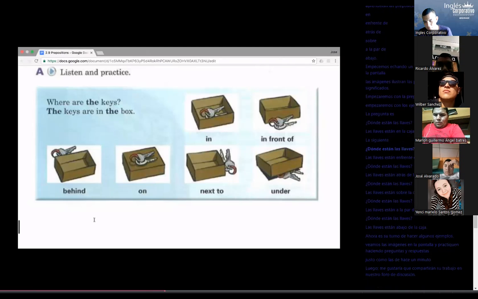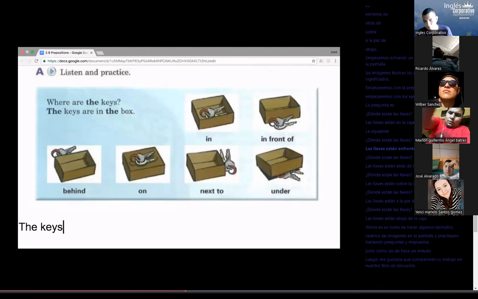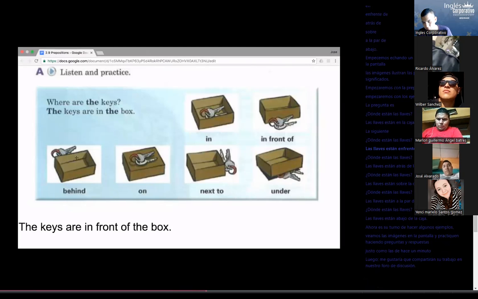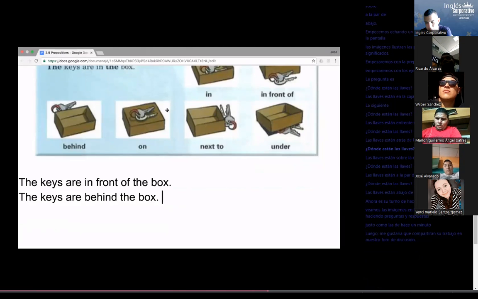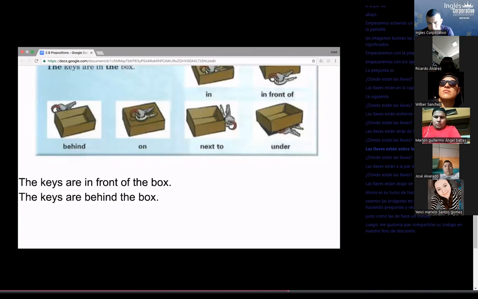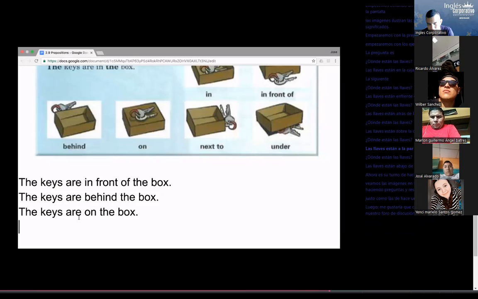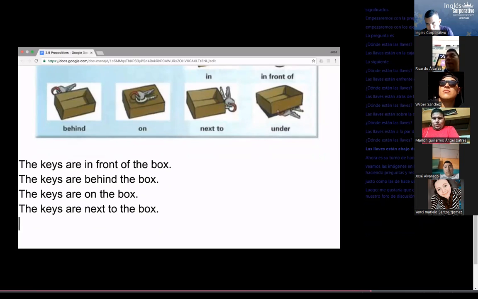The next one, where are the keys? The keys are in front of the box. Where are the keys? We can see the keys are behind the box. The keys are behind the box. Where are the keys? The keys are on the box. The keys are on the box. Where are the keys? The keys are next to the box. keys are next to the box. Where are the keys? The keys are under the box.